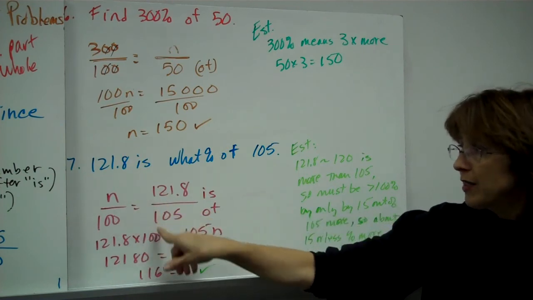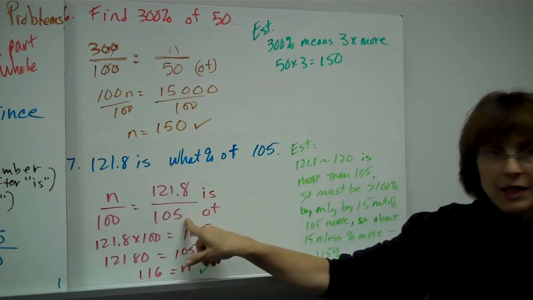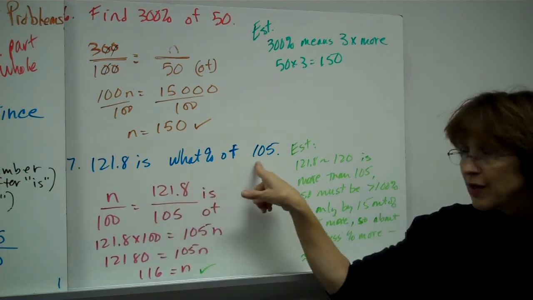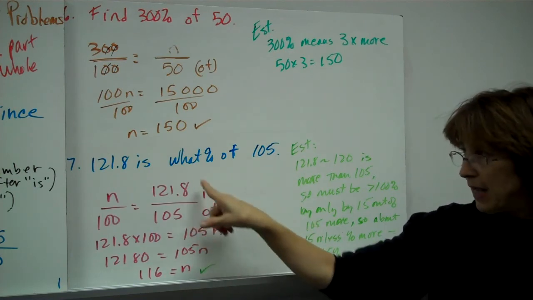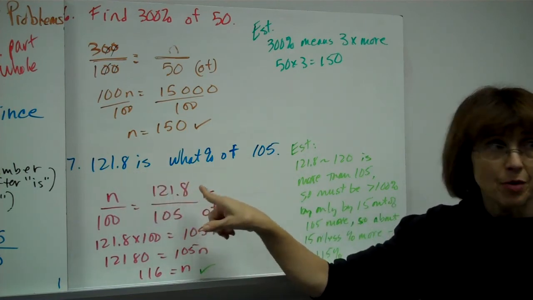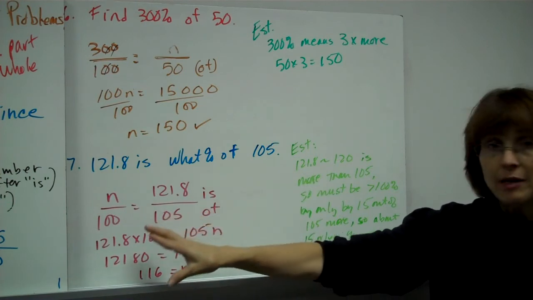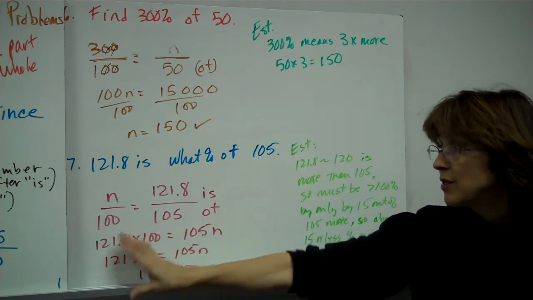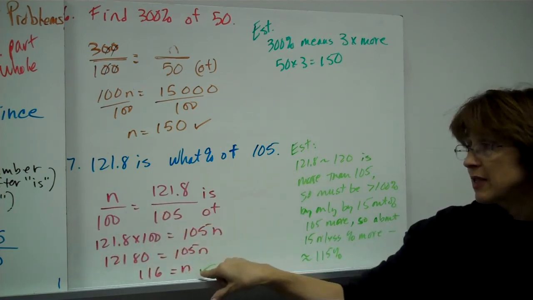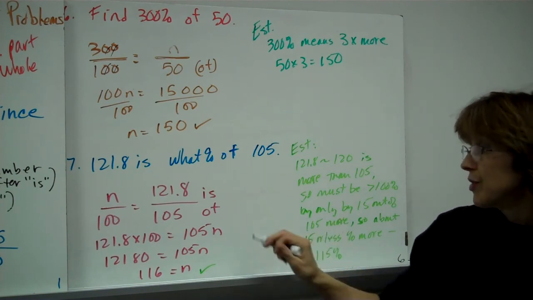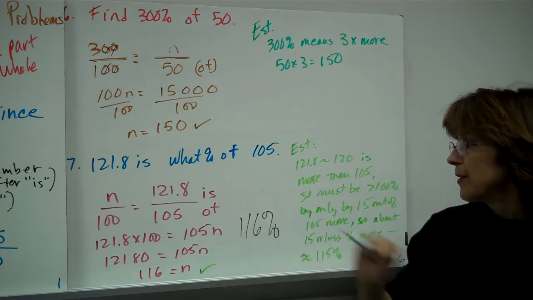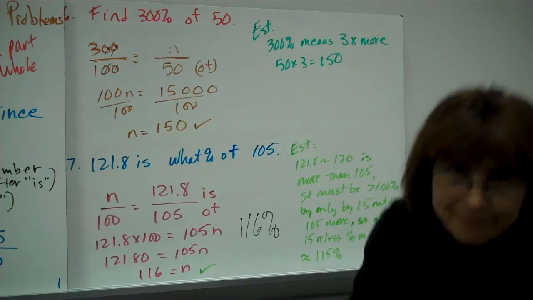Okay, so you do the cross products. Don't always put the big number on the bottom. Always put the number after the of on the bottom, and the other part goes on top. Sometimes the part's going to be more than the whole. That's how you get bonus parts on tests. So you do the cross products and you get 116. So 116% would be your actual answer. Okay, we'll do more in class tomorrow.